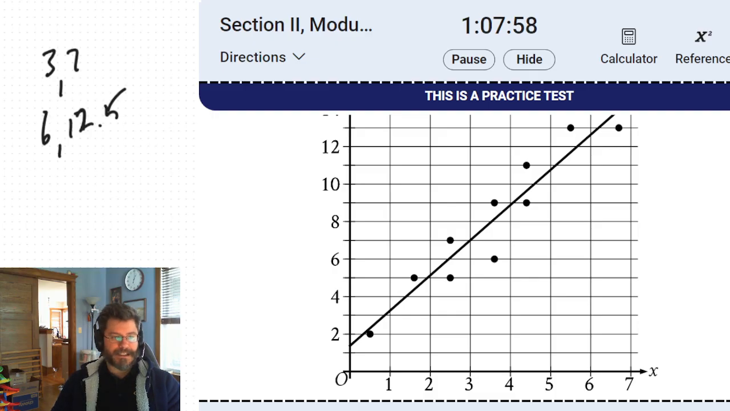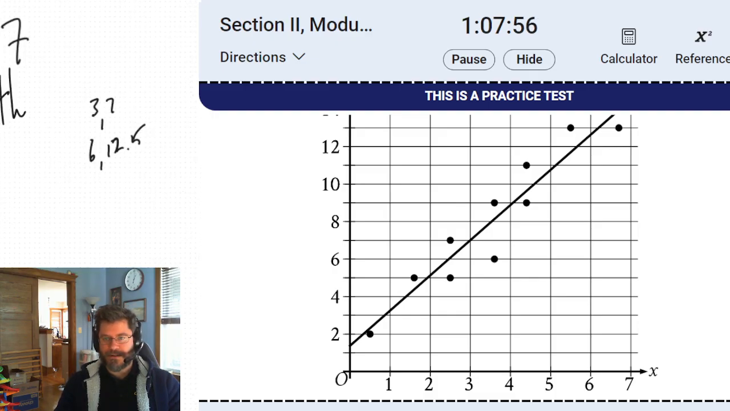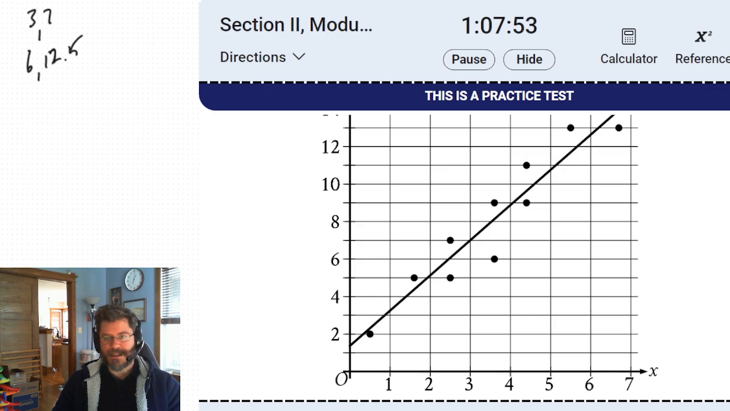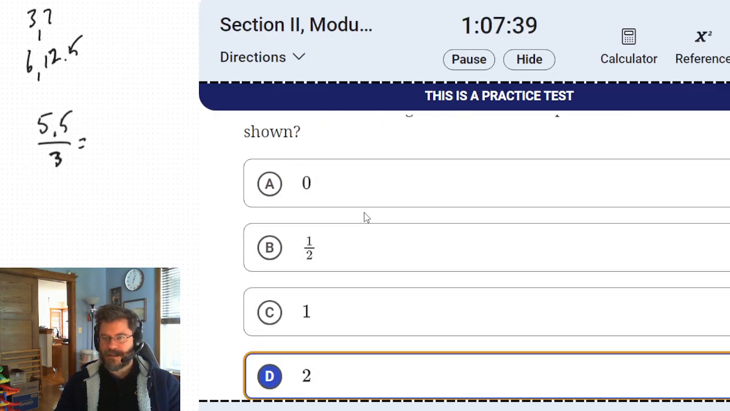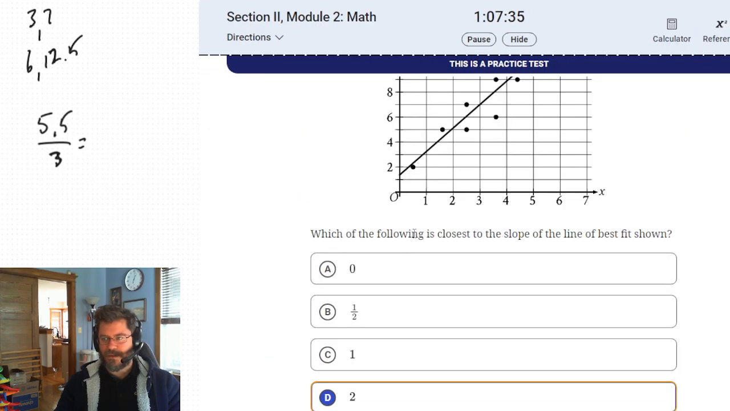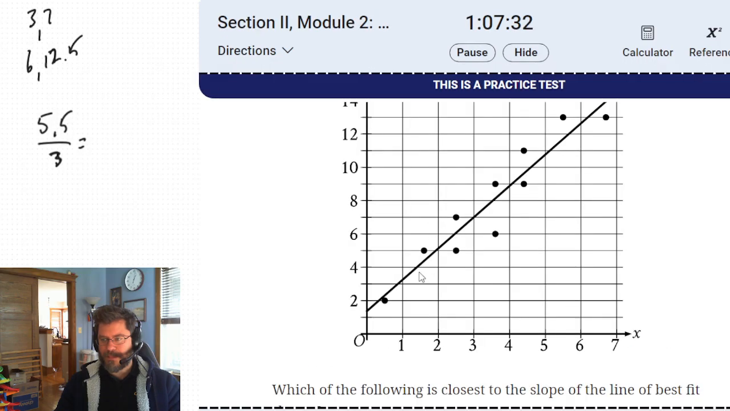And remember from our last video that slope is easily calculated by doing change in y over change in x, and it doesn't really matter the order. Let's go ahead and do y2 minus y1 this time. So that's 5.5 over 3, which is almost 2. It's a little less than 2. So I'm going to go ahead and go with 2 on that.